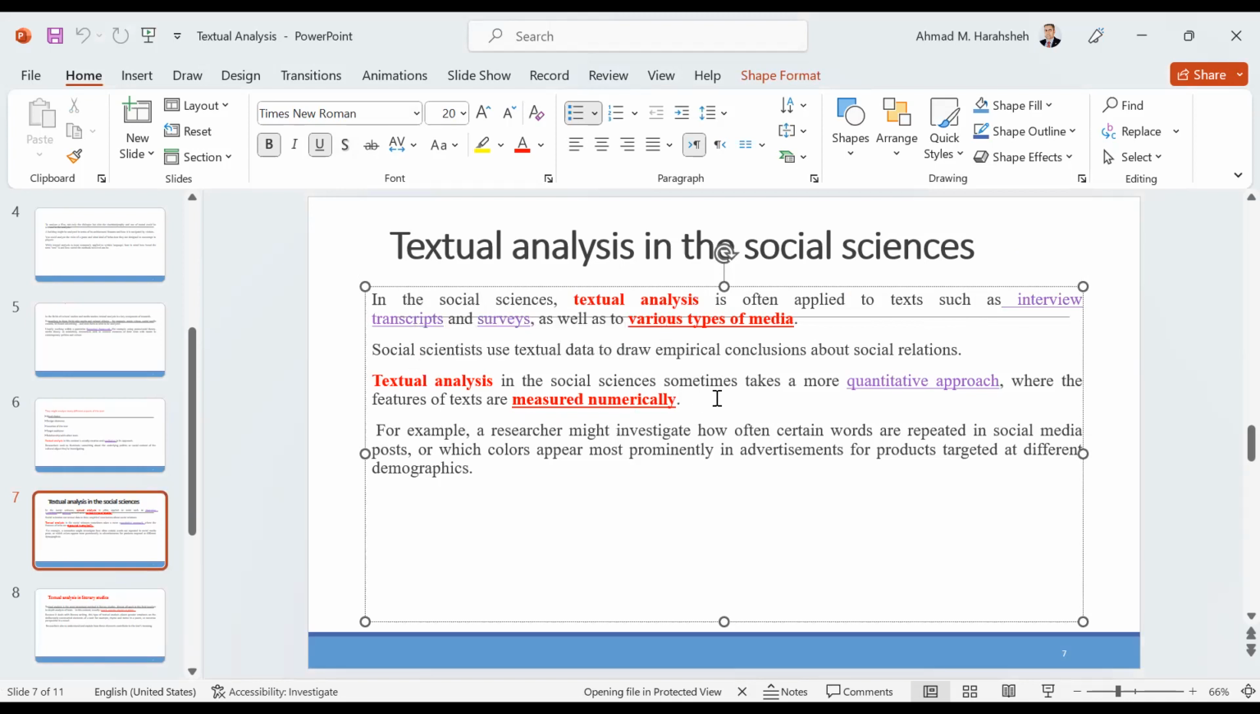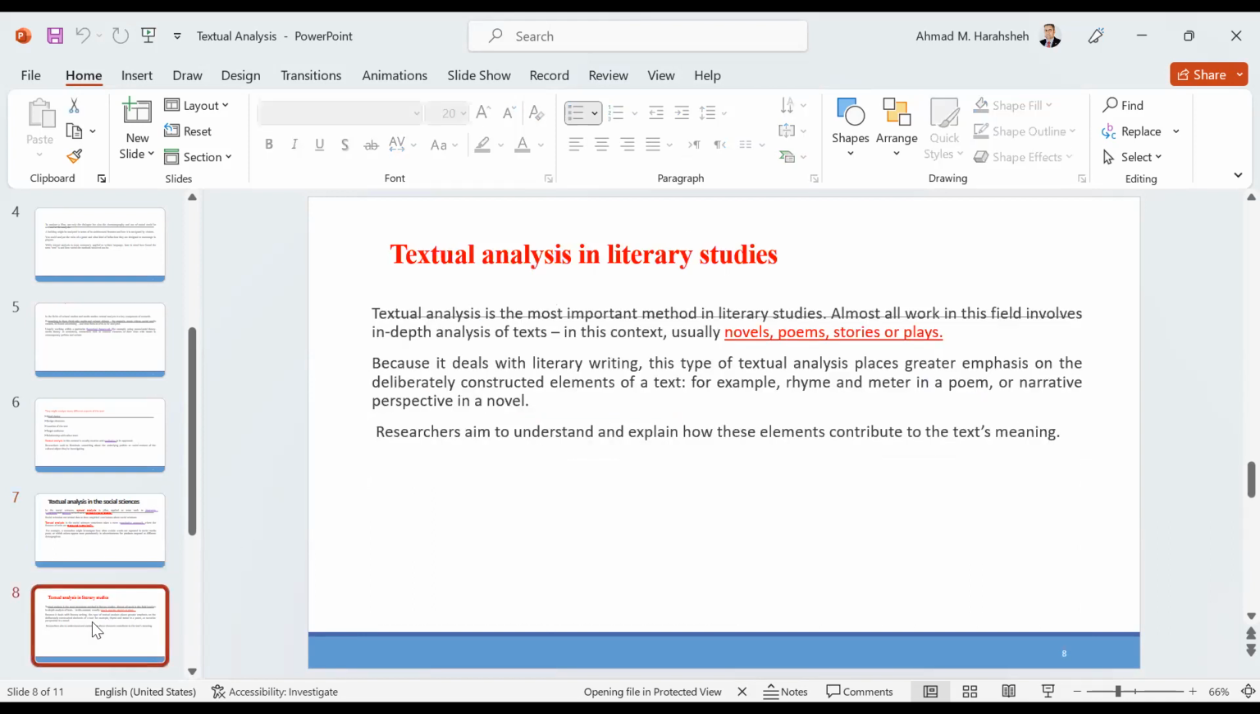Textual analysis in the social sciences sometimes takes a more quantitative approach where the features of the text are measured numerically. أحيانا ممكن نعد، بالذات إذا بدنا نحكي عن words لها ideology معينة، مثلا هذه الكلمة تكررت كذا في الداتا، إذا بدي أستخدم الكوربوس أو الكونكوردنس اللي هو سوفت وير بيعد لي الكلمات اللي موجودة، ممكن أستخدم الكوانتيتيف في الحالة هذه. بس هي بالغالب كواليتي.